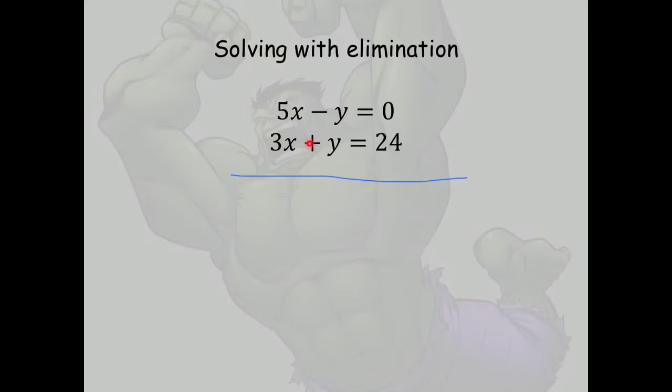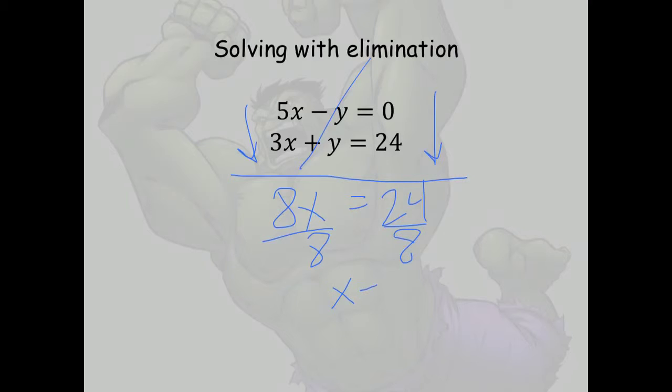We have a negative y and a positive y. That is great because if you just add down, we have the opposite of y plus positive y, that is 0y, or like what we like to say in class, a wha. 5x plus 3x is 8x, again adding down. And over here we continue adding down, and we have 0 plus 24 is 24. This seems so easy, because if we just divide by 8, x equals 3.